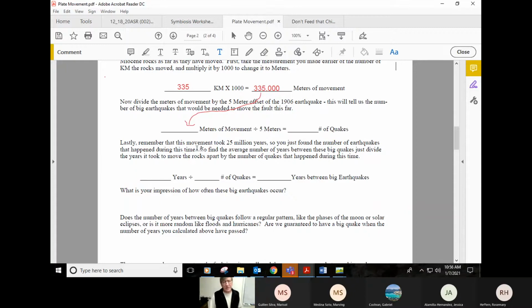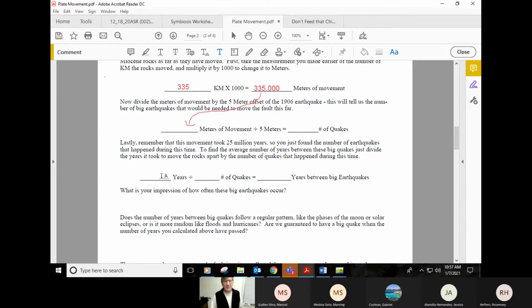Lastly, remember that this movement took 25 million years. So you just found the number of earthquakes that happened during that time. I should say the number of big earthquakes that happened during that time. To find the average number of years between these quakes, in other words, how often do these quakes happen? Just divide the years it took to move the rocks apart by the number of quakes.